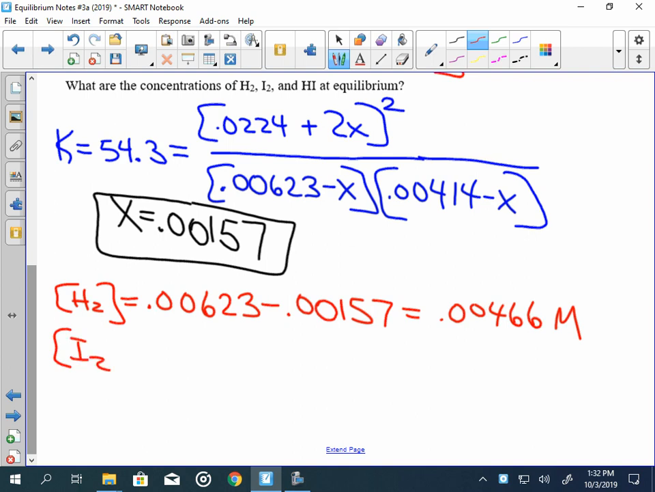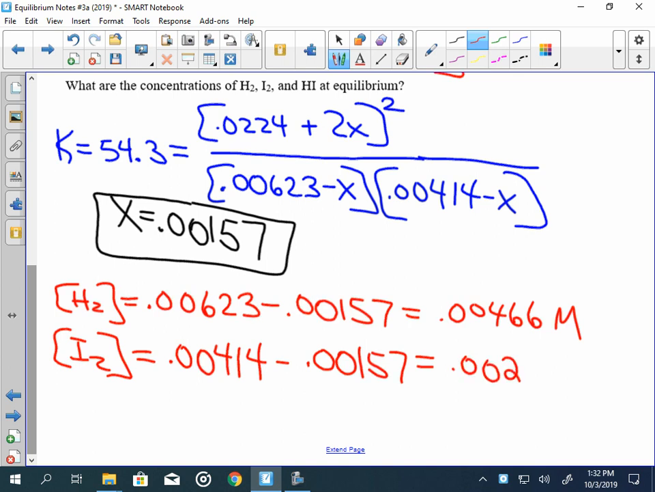I2. Hey, it started at 0.00414, and it goes down by x, 0.00157. Answer there is going to be 0.00257 molar.